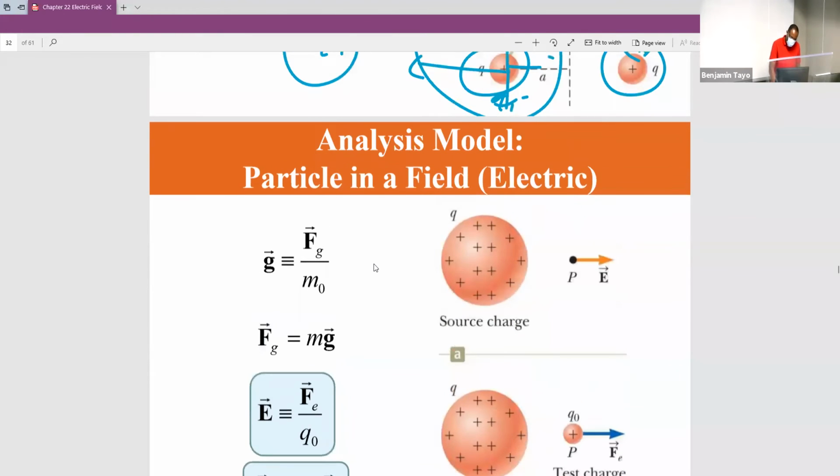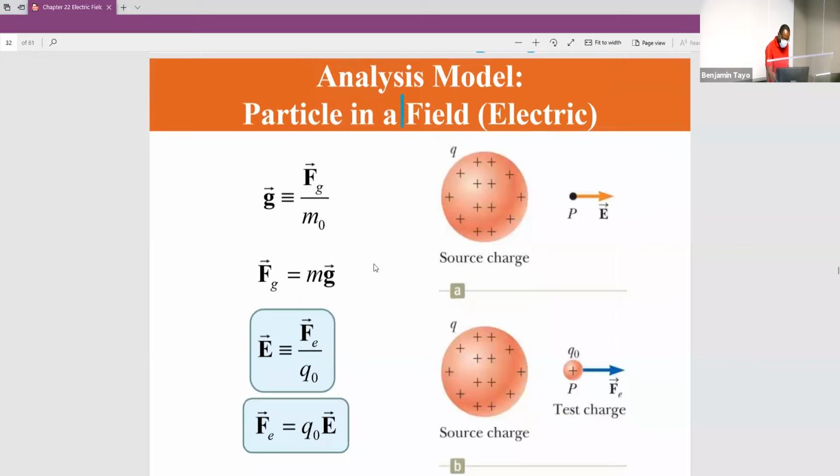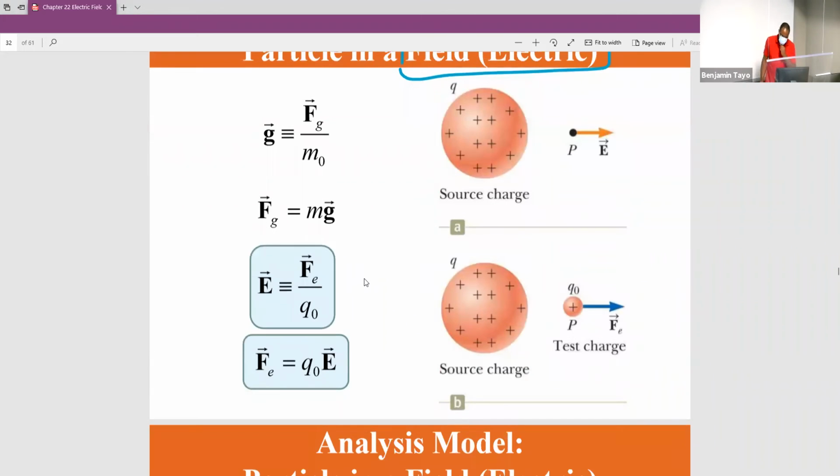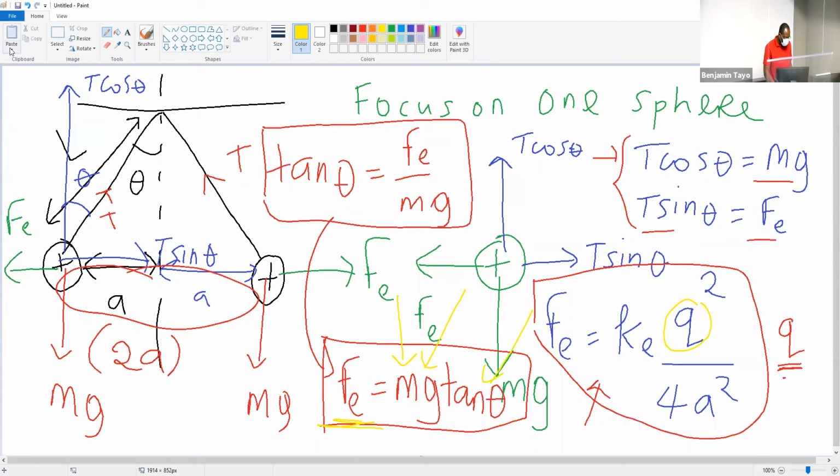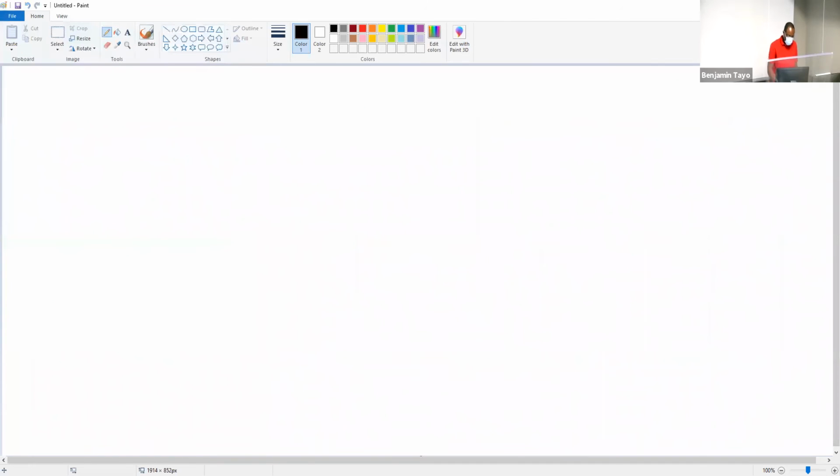Now we're going to introduce a quantity here, which is called the electric field. And to introduce the electric field, let me go ahead and open one of these. So let me just talk about it because this is something that is new.